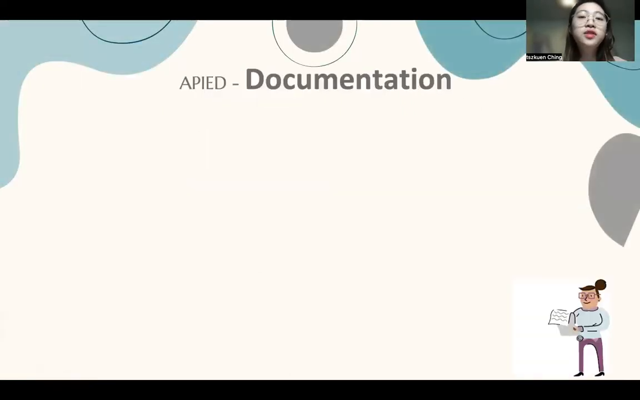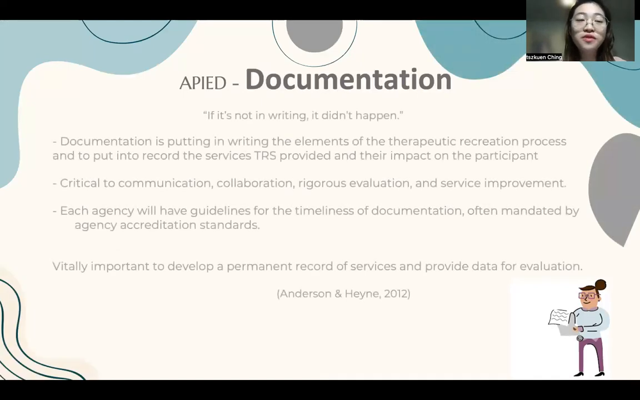The ADPIE process ends with the documentation phase. Documentation is putting the TR process into written format and putting into a record the services TRS provides and their impacts on the participants. Remember, if it's not written, it doesn't happen.